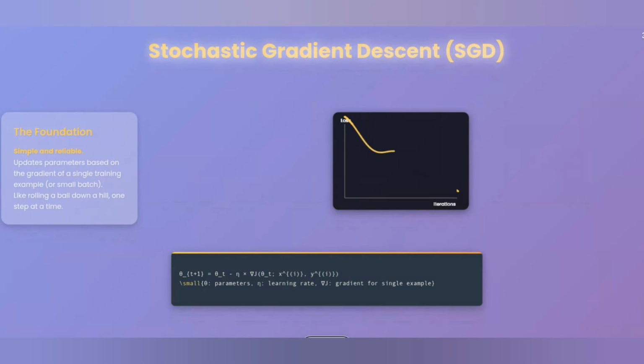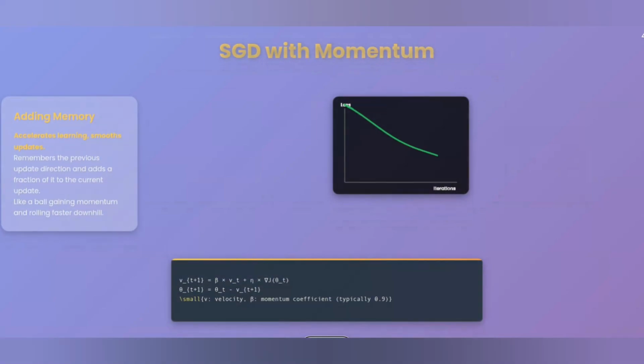Now, what if we could give SGD a memory? That's exactly what momentum does. It's like adding inertia to our optimization process. Instead of just looking at the current gradient, momentum remembers previous directions and builds up velocity. It's like the difference between stopping and starting at every intersection versus maintaining speed on a highway.